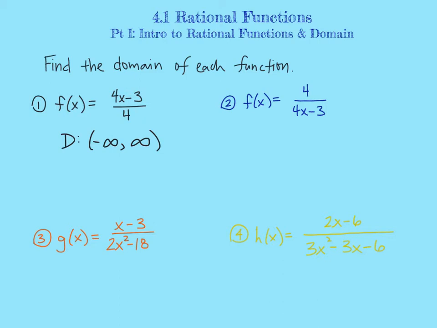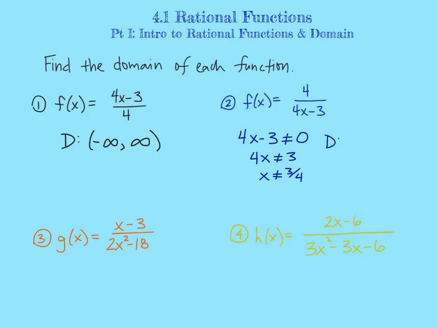Now, we do have a restriction on this domain because we have an x in the denominator. So what we're going to do is take our denominator and set it equal to 0, or you can write not equal to 0, whatever you prefer visually. Then when we add 3 and divide by 4, we see that x cannot equal 3/4. That is the restriction on our domain, because if x equaled 3/4, our denominator would be 0.